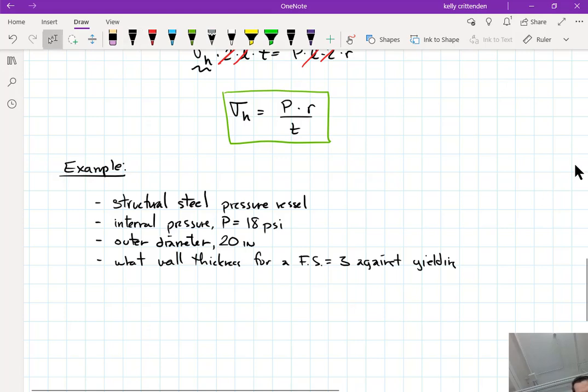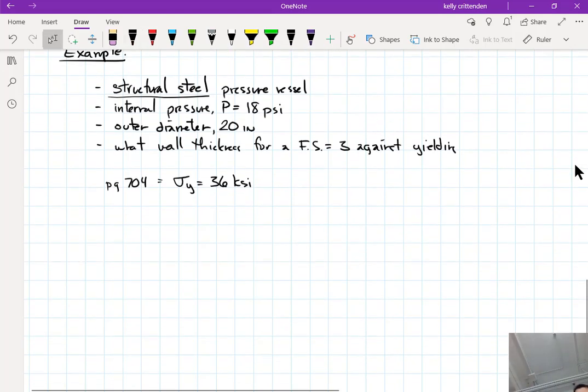If we go to page 704, or some material property chart and look up our structural steel, we see that sigma y is 36 KSI. So we just get that out of a chart somewhere for this made up steel. But we want a factor of safety of 3, so sigma allowable equals our yield strength divided by our factor of safety, so 12 KSI. All right.